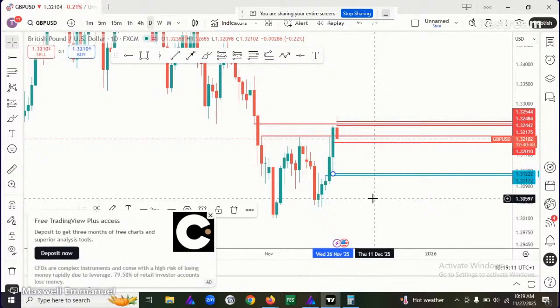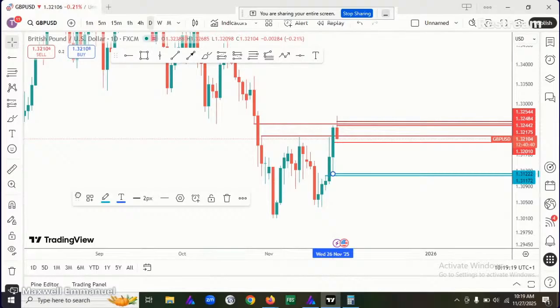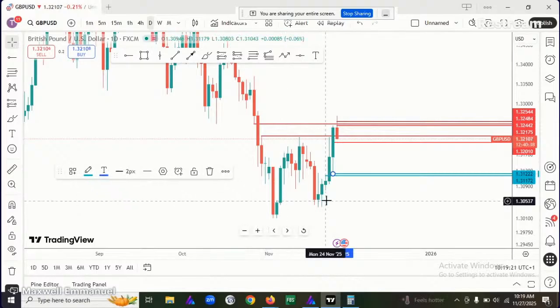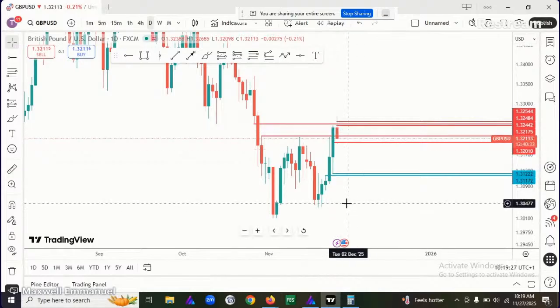Yes, the opening and the closing price, that's what I'm using. The opening and the closing price divided by 2, you get the average price. So if you look at what we have on a daily time frame, this was Monday, Tuesday, Wednesday, Thursday. Just do a back test using average price.